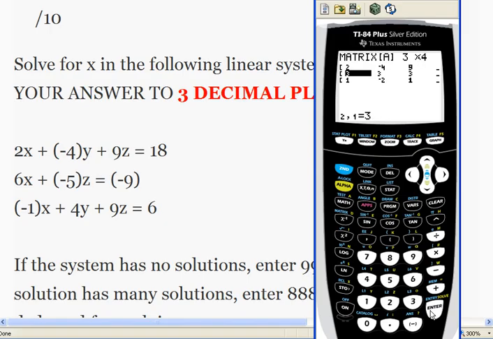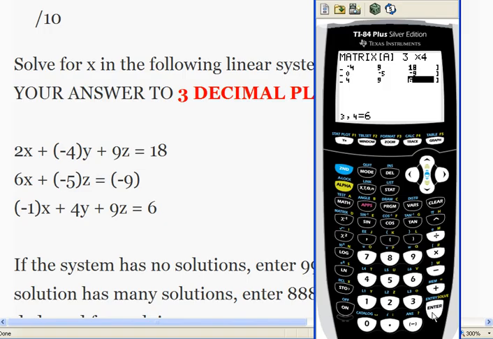Okay, what's the second row look like? 6, 0. Okay, 0. How come 0? Because there's no y. Yeah, we're missing a y term, so we have to have a 0 coefficient there. We have to have all 4 numbers in each row. If there's something missing, it's a 0. So 6, 0, -5, -9, -1, 4, 9, 6.